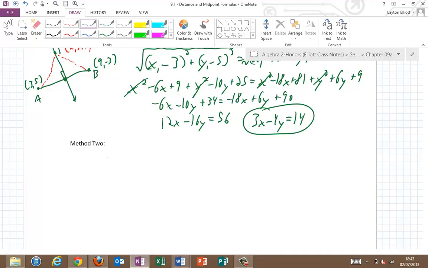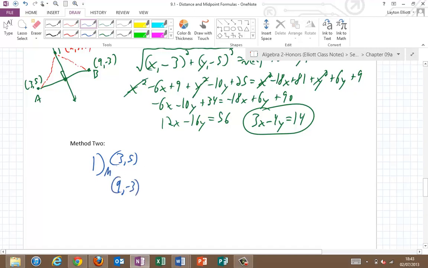Method 2 is my preferred method. It is the method that I do. It involves 3 steps. Step 1, we are going to look at those 2 points and we're going to find their midpoint. So step 1 involves finding the midpoint of 3, 5 and 9, negative 3. You're going to watch how I find a midpoint quickly.